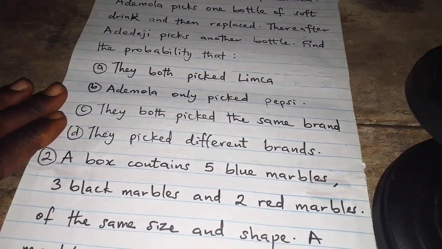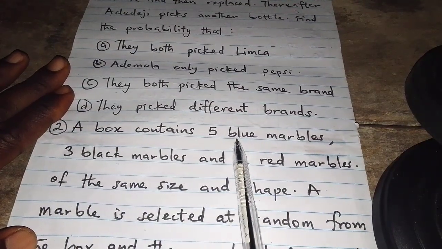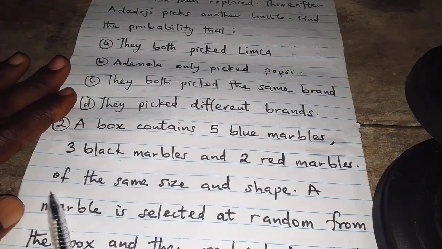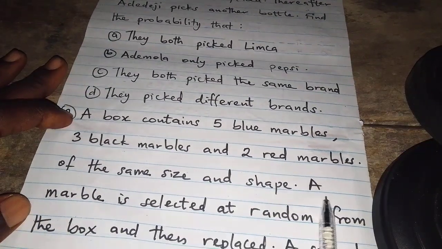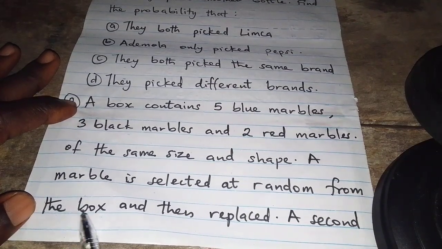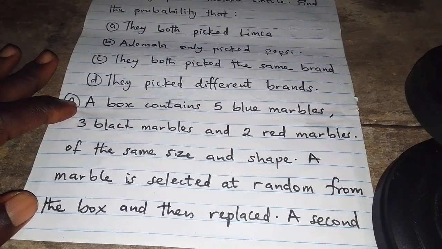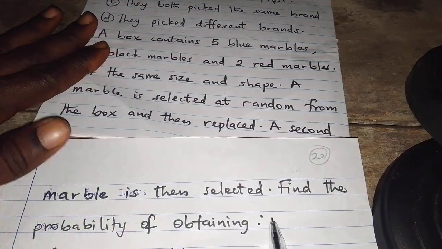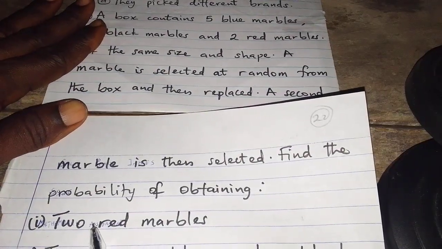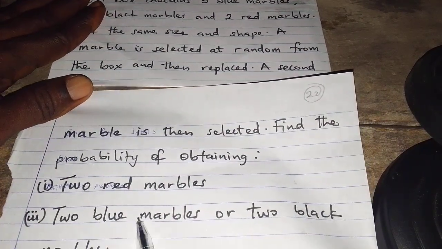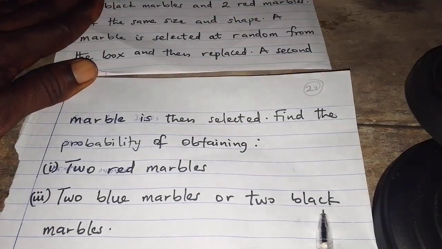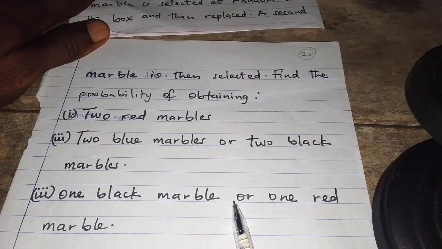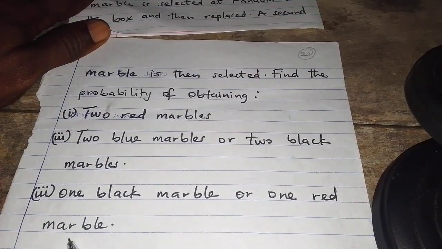Then number 2. A box contains 5 blue marbles, 3 black marbles, and 2 red marbles, of the same size and shape. A marble is selected at random from the box and then replaced. A second marble is then selected. Find the probability of obtaining 2 red marbles, 2 blue marbles, or 2 black marbles. Then the third part says 1 black marble or 1 red marble.